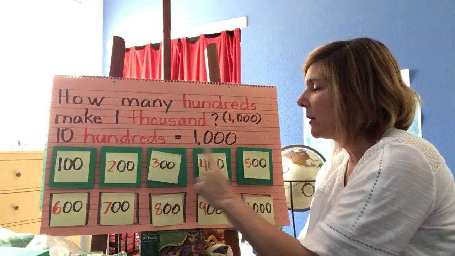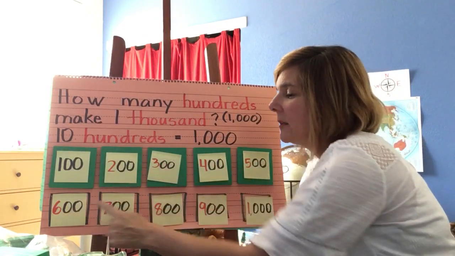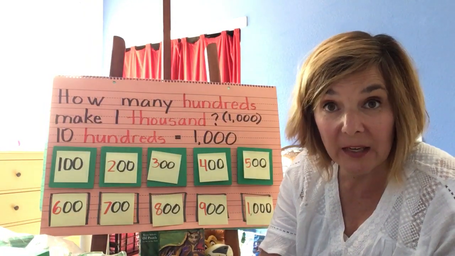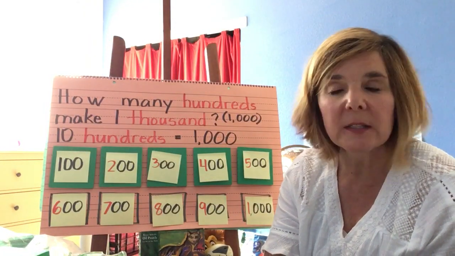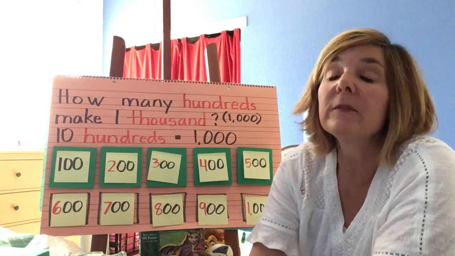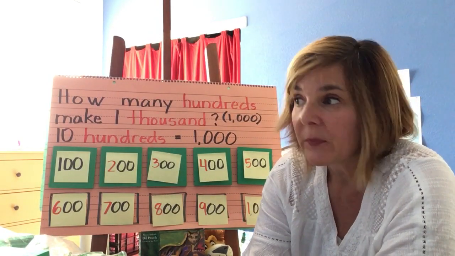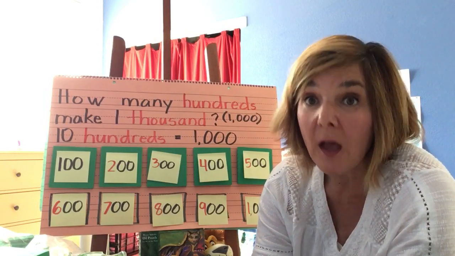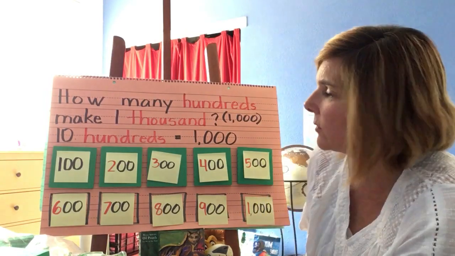1, 2, 3, 4, 5, 6, 7, 8, 9, 10. So there was 10 groups of 100 to get me to 1,000. Remember, 10 is our friendly number. We've used 10 ones to get to 10, 10 tens to get to 100, and now we're going to use 10 100s to get to 1,000.